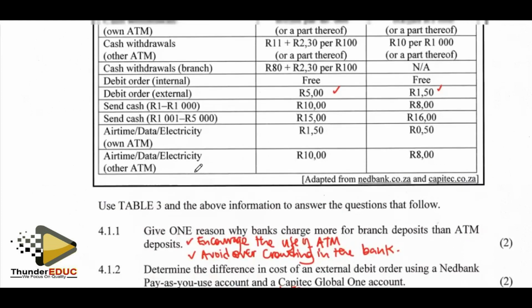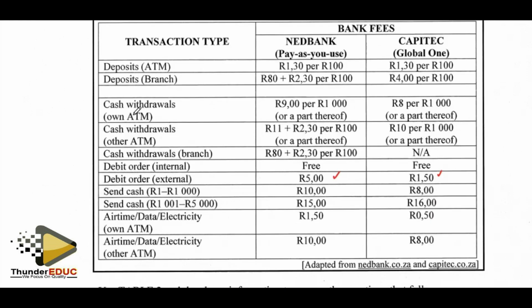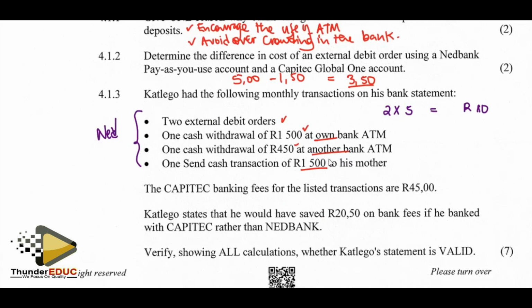Then the cash withdrawal at own bank. It takes 9 rand per 1,000. So the person withdrew 1.5, which is taken to be like 2,000. So it will be 2 times 9 rand, which gives you 18.